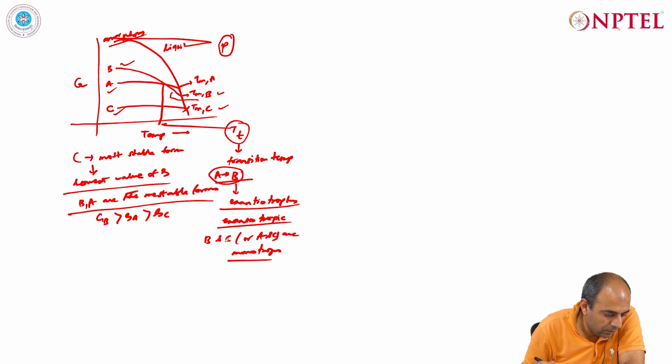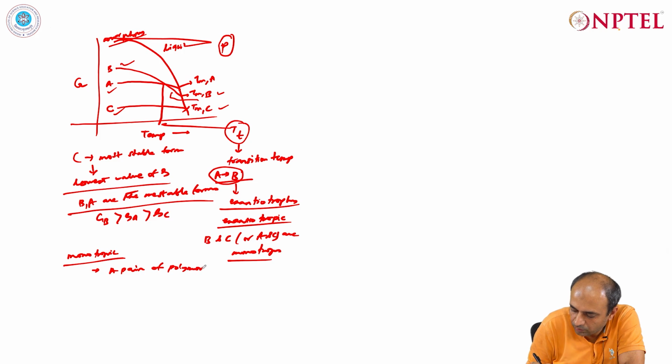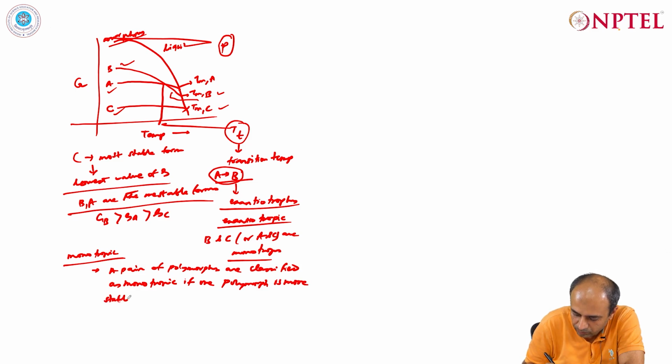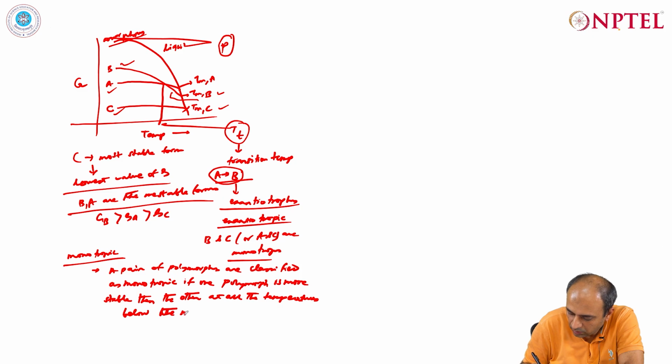So, what is a monotropic pair? We have a monotropic pair, and that is such a pair in which a pair of polymorphs are classified as monotropic if one polymorph is more stable than the other at all the temperatures below the melting point.